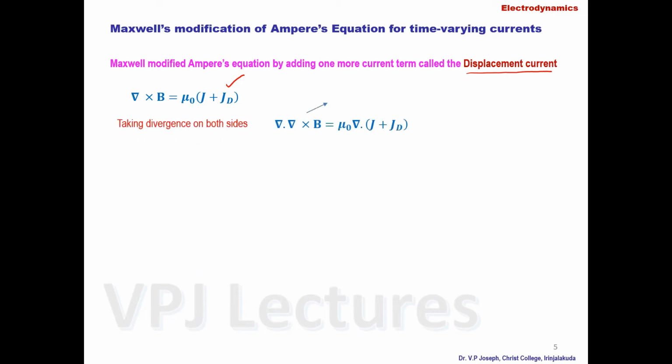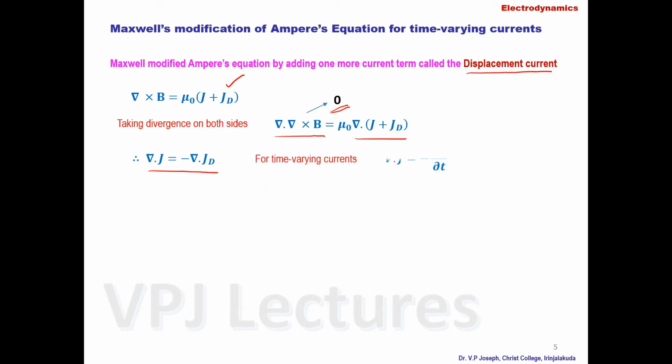Now taking divergence, as in the previous case, taking divergence on both sides, then del cross B is equal to mu 0 del dot J plus JD. As usual, the left hand side is equal to 0. So in this case, we get del dot J is equal to minus del dot JD.